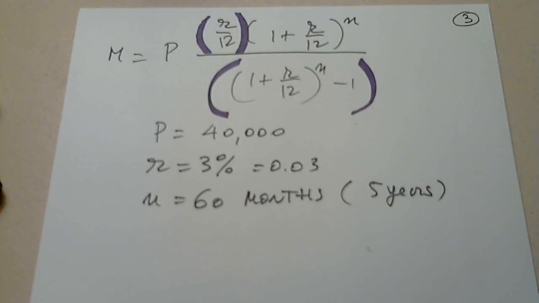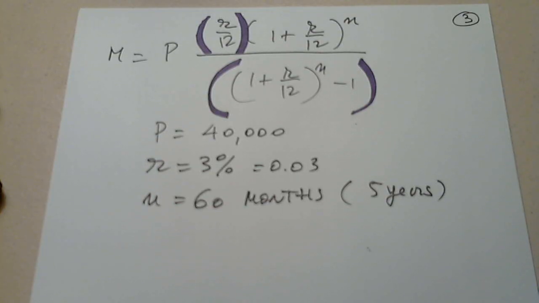Now come down from the power and divide by parentheses, and I need another set, another parenthesis: 1 plus 0.03 divided by 12, close the parenthesis, because we need to put the caret and the power is 60. That's why we need parentheses. Come down again, -1, close the parenthesis for the denominator, and then press enter.